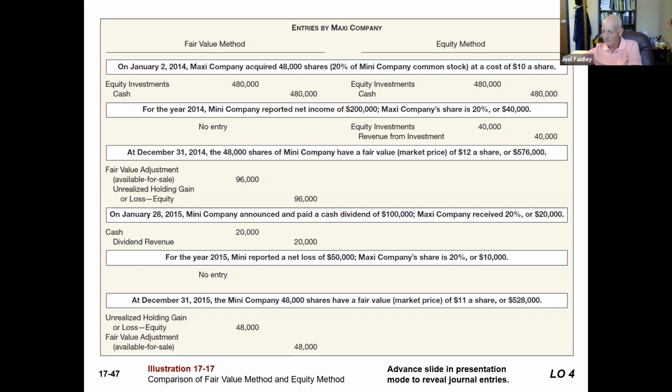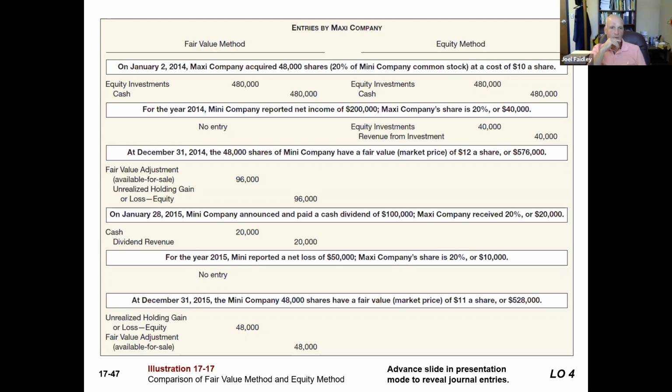Equity investment. Start out with 480,000. We're going to add 40,000 to it, aren't we? You don't do that under the fair value method. Don't do that. So where does the credit go? The credit goes to my income statement. Revenue from investment.